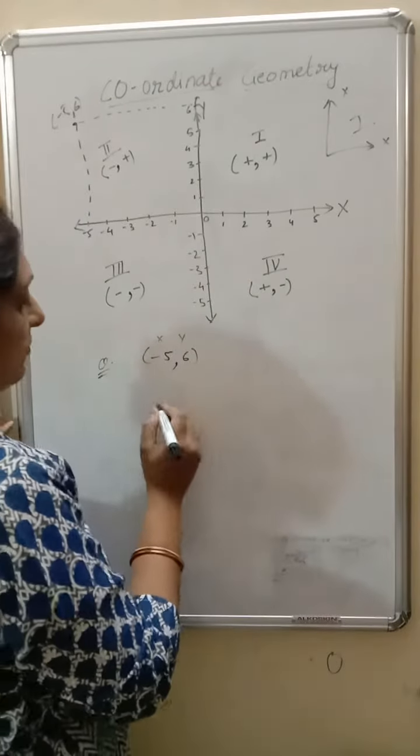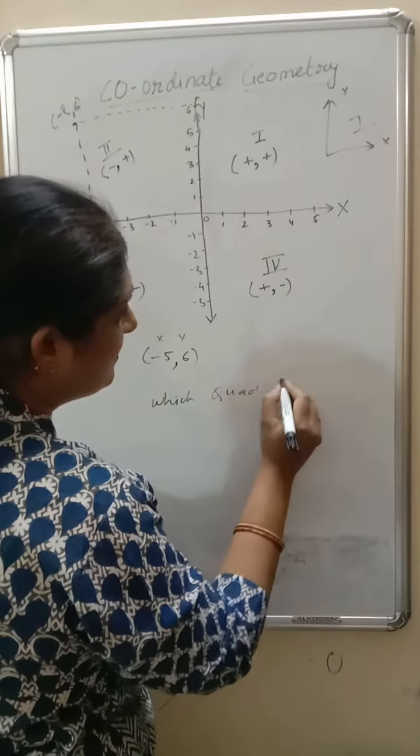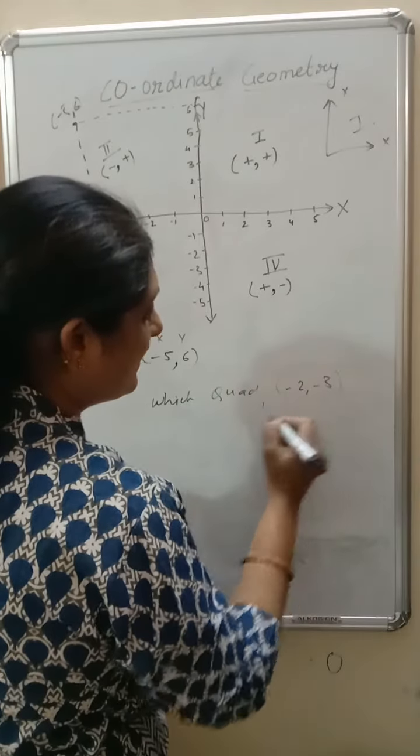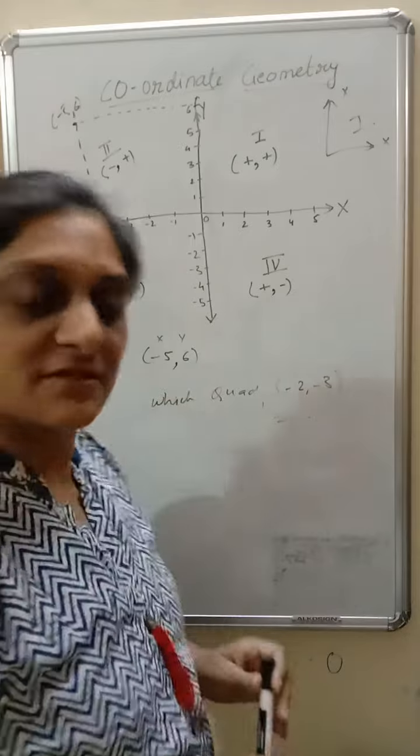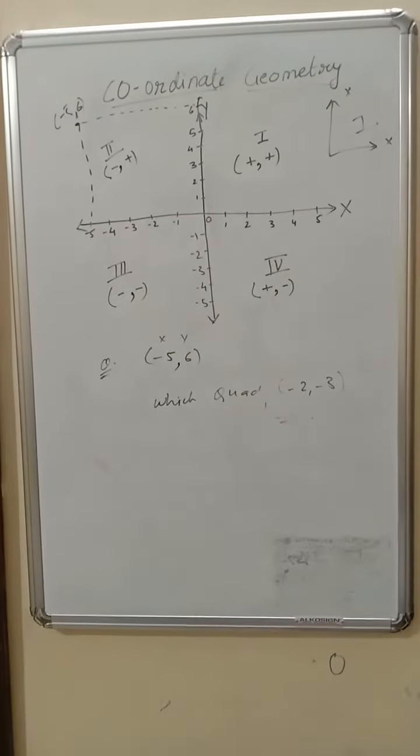Now you tell me in which quadrant the coordinate (-2, -3) will be. Comment your answers.